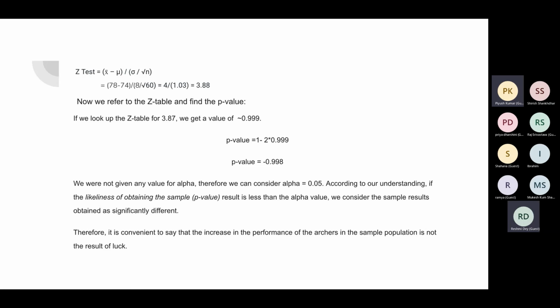Now we use z-test here. We put the values for sample mean, population mean, standard deviation, and the sample size, and we calculate the value for z-test, that is the z-score. After this, we go to the z-table again, and we find out the p-value for 3.88. If we look in the z-table for 3.88, we will get a value which is approximately equal to 0.999.